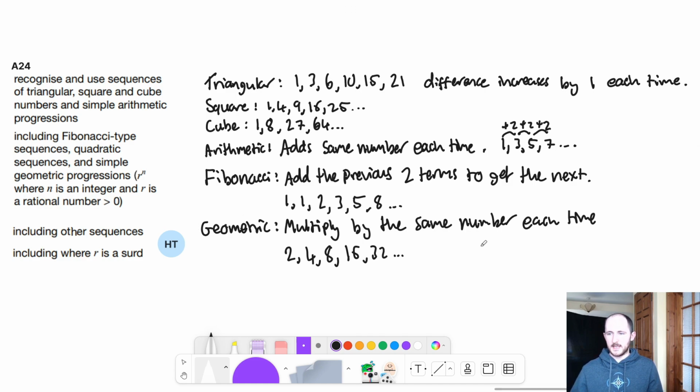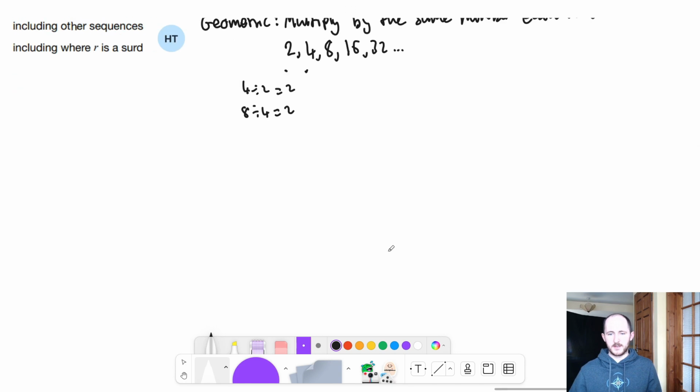And geometric is where you multiply by the same number each time, and if you're higher, the difference could be a surd. So it might be multiplying by square root 2 each time. How do you work out what it's being multiplied by? All you do is you take one term and you divide it by the one before it. So in this case, I'll do 4 divided by 2. And if you notice, if I do 8 divided by 4 or 16 divided by 8, they all give me the answer of 2. So there you go, I gave you a bit of a hint for the surds.